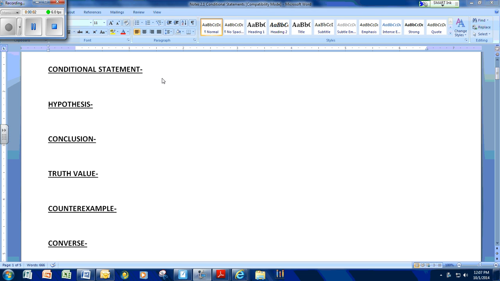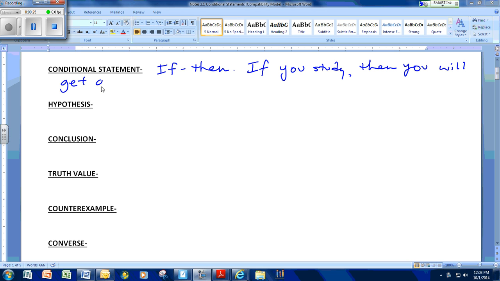Today's lesson we are going to talk about conditional statements. And a conditional statement is an if-then statement. For example, if you study, then you will get good grades. Just as a simple example, okay?